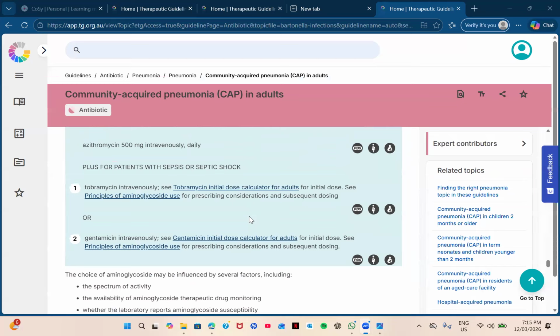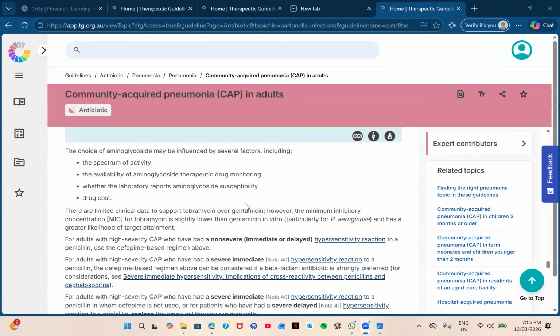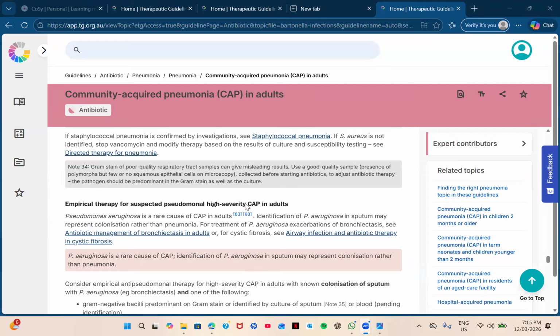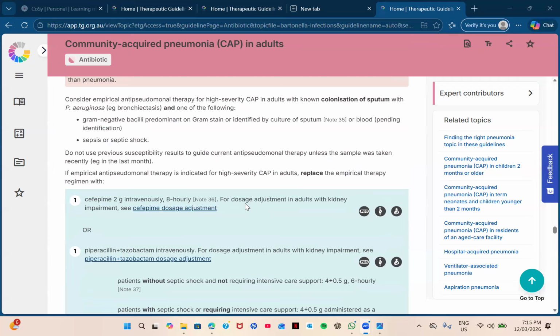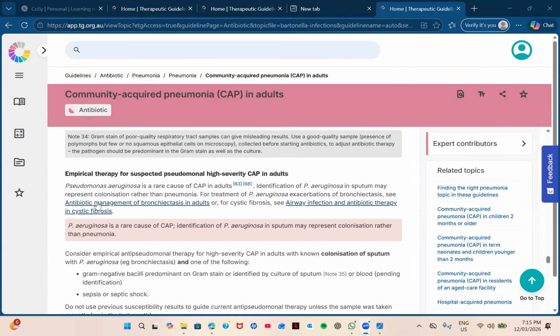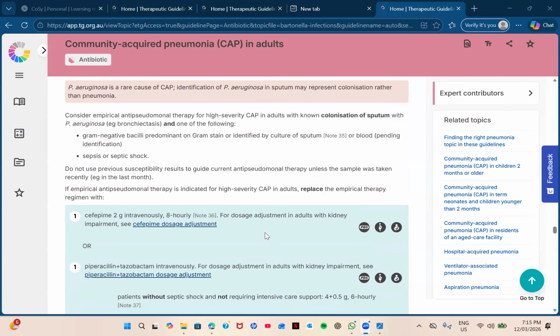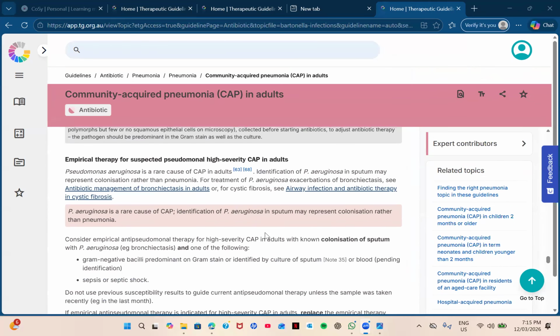Yes. Let's see. Okay. And who is Pseudomonas aeruginosa? Who is Pseudomonas aeruginosa? Which type of pathogen is it, gram-negative or positive? Tell me, doctors, is it gram-positive or negative?